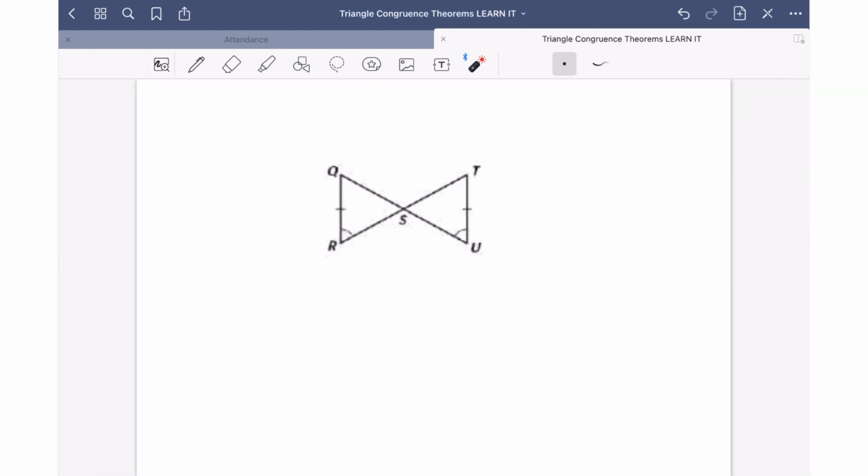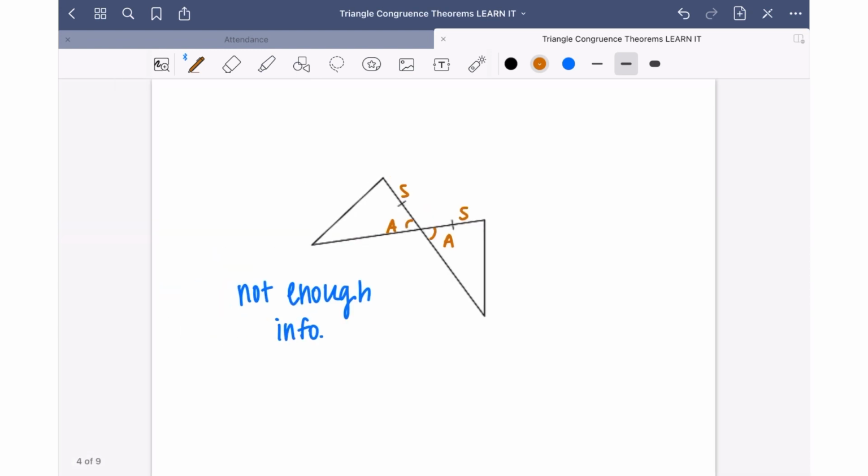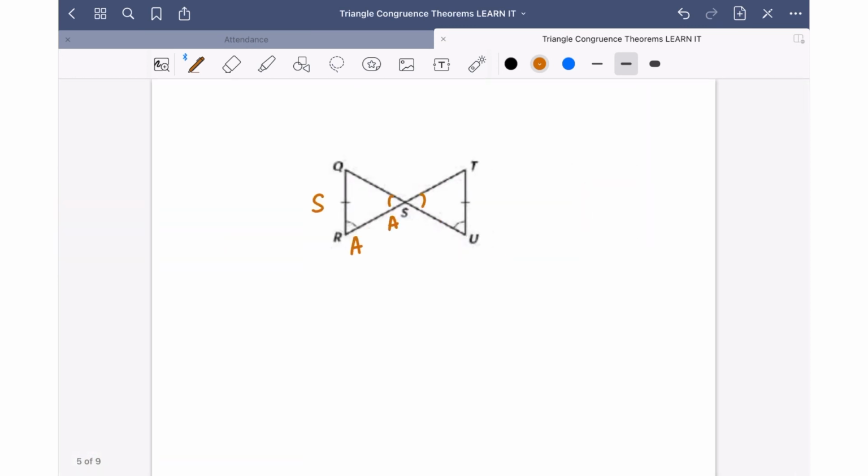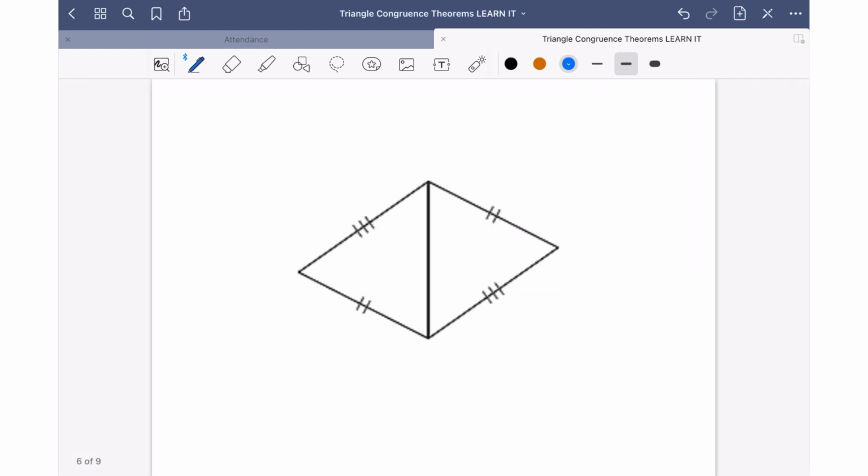These two triangles, I'm going to label the vertical angles just because I see it right there, okay? And I can see that I have a side, an angle, and an angle. Okay, so what theorem will we be using for this one? Angle, angle, side. That is one of the theorems. I'm not going to write the congruent statement. We're just going to identify which one you would use.